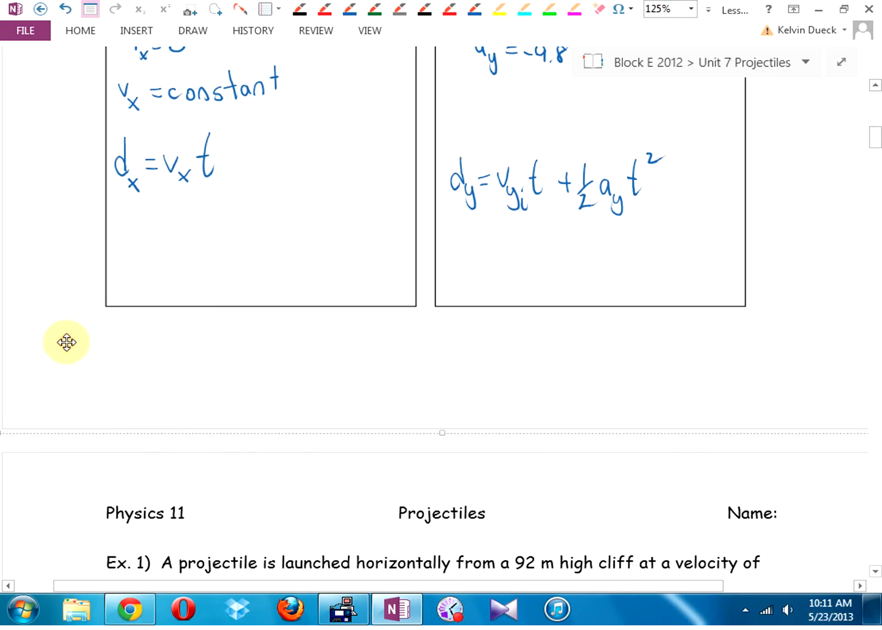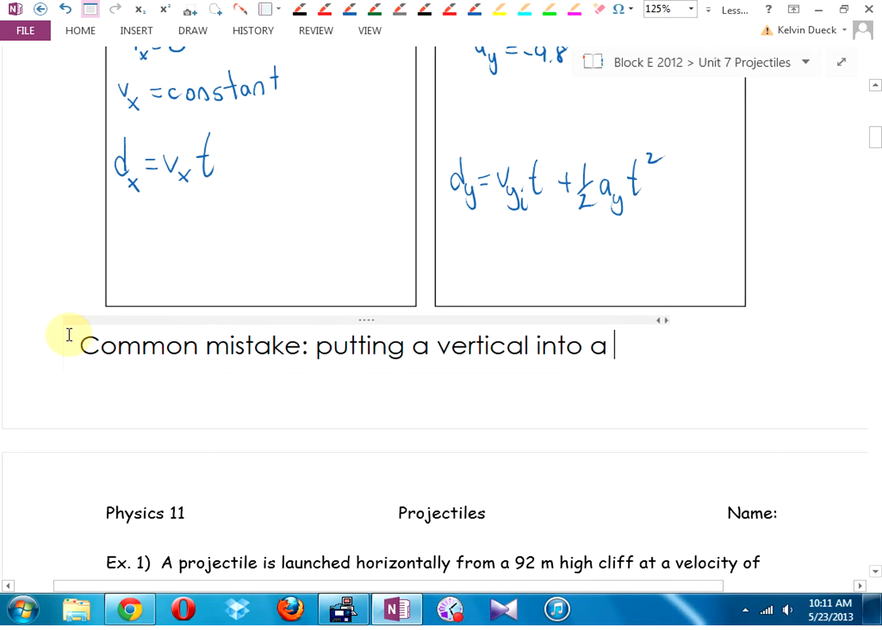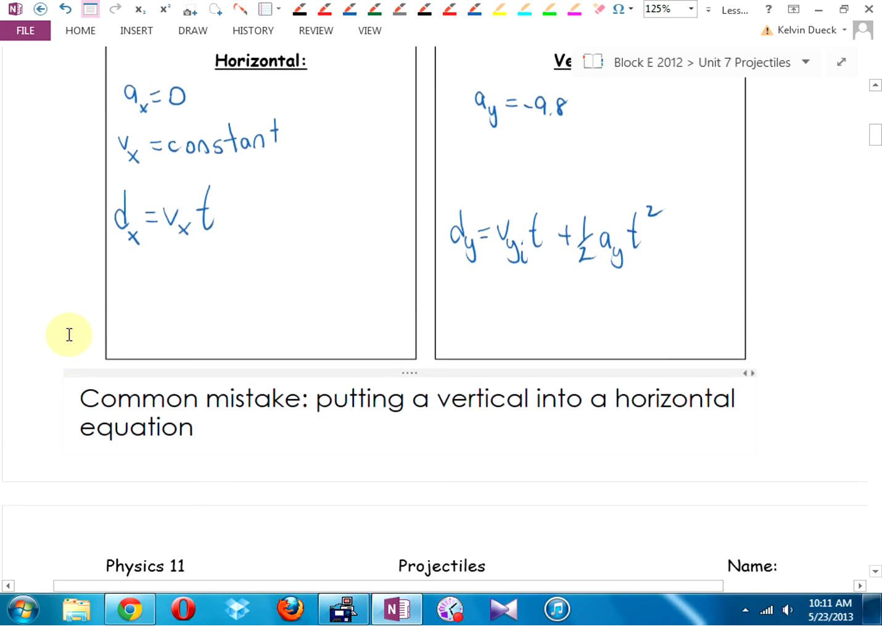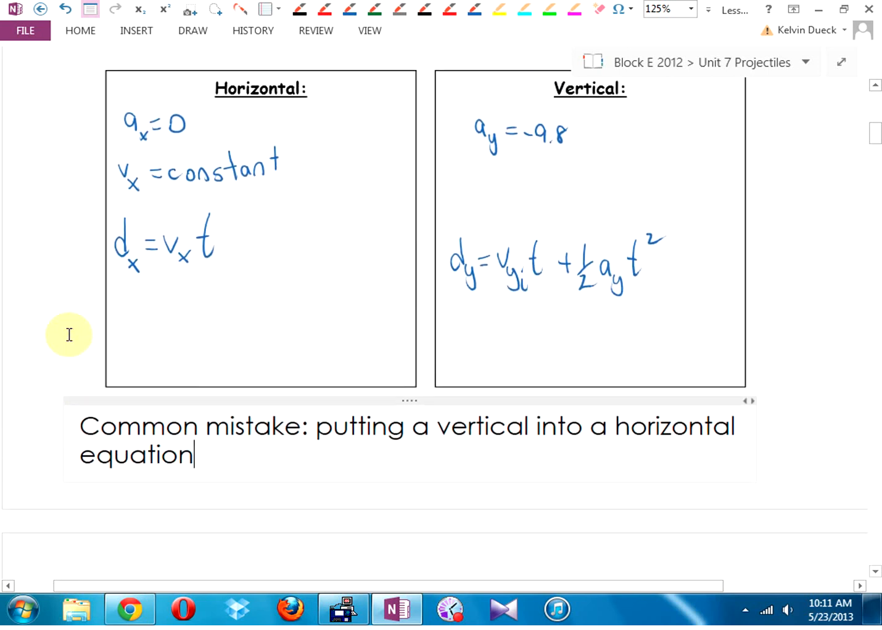And the key mistake, the common mistake, is putting a vertical into a horizontal equation. The number of times that I'll see kids take a velocity from here and stick it into here, or an acceleration from here and stick it in here, or vice versa, but usually it's the most common. They want to put that negative 9.8 into an acceleration everywhere. And I'm telling you, if you're looking at the horizontal motion of a projectile, your acceleration is 0, which is nicer.